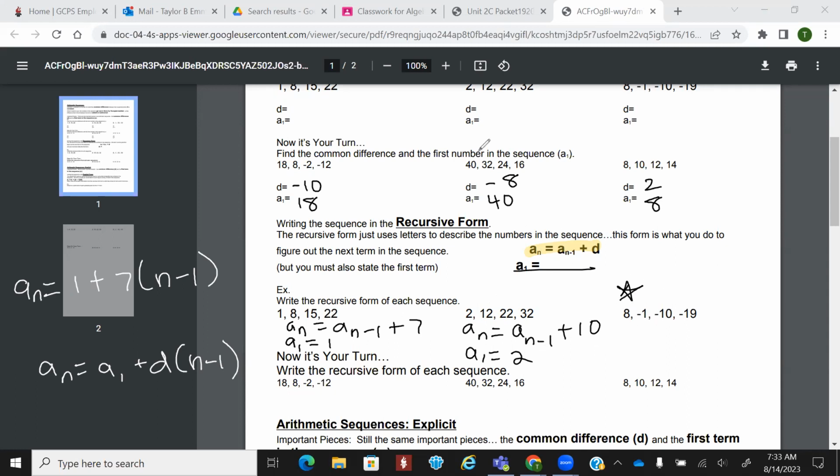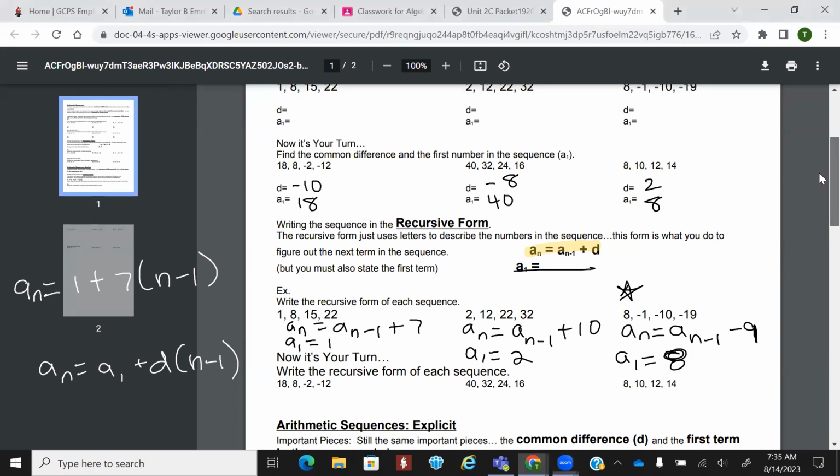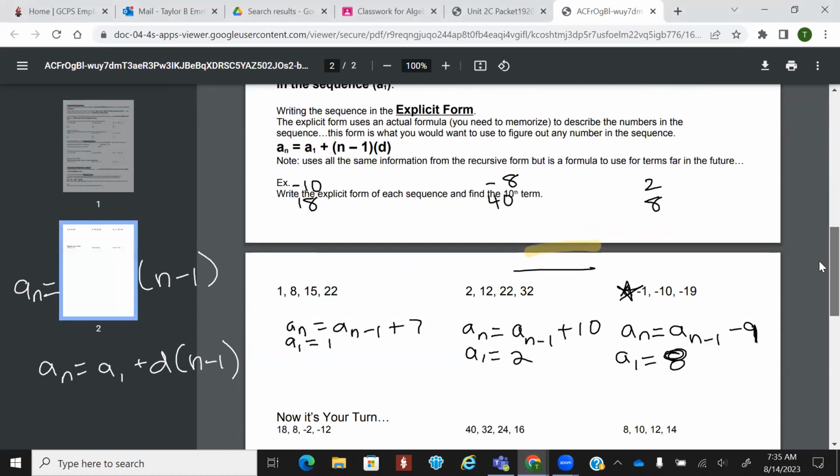Go ahead and try number 3. Okay, so I got a sub n equals a sub n minus 1 minus 9. Or you could have said plus negative 9. That's okay. And then a sub 1 equals 8. We okay on that? All you're doing is plugging in. Nothing crazy. Okay. Now, the explicit formula is what we talked about last week.